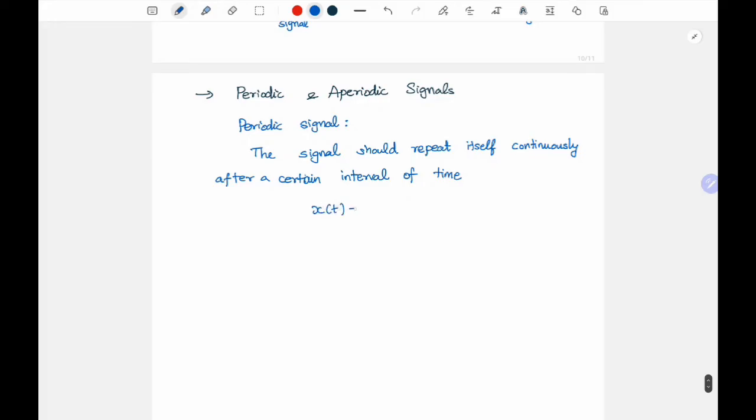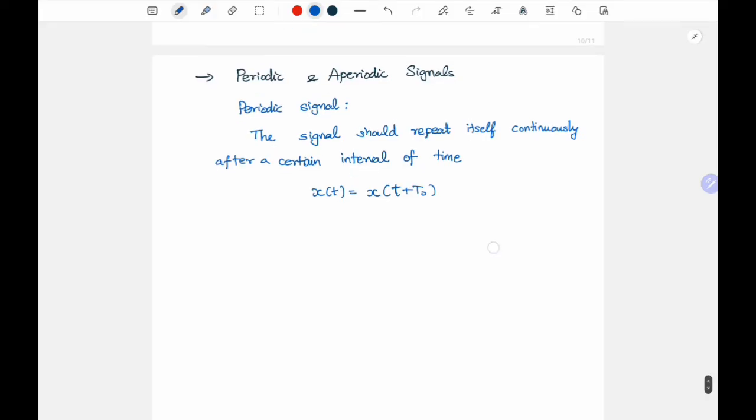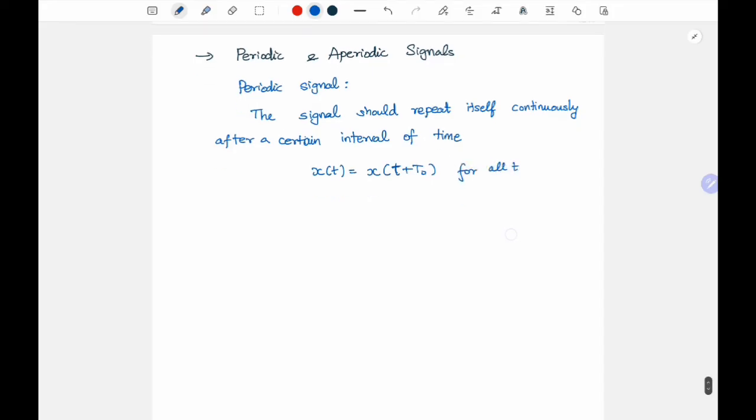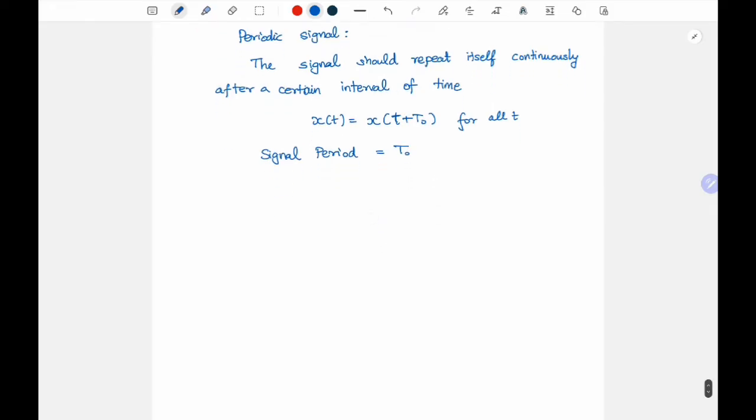So if we have some x of t, then if we just shift it by x of t plus t naught, or shifted by t naught units, then let's say if it is repeating, if it is equal, then we can say that it is periodic. And this t naught is said to be the period. So this signal x of t is repeating every t naught, right? And this is for all t. So then the signal period is nothing but t naught.